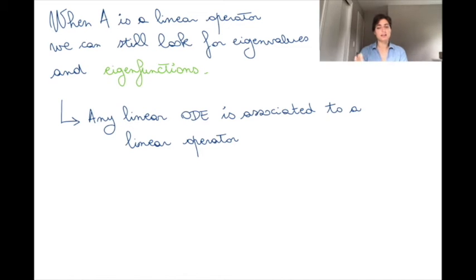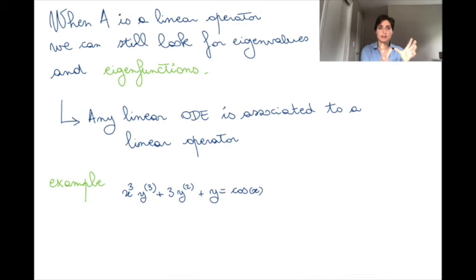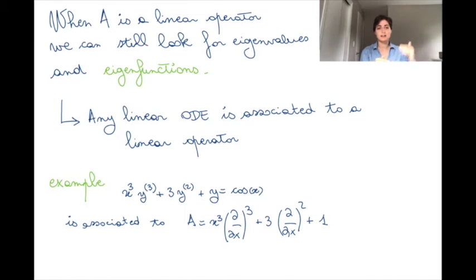Any linear ODE can be associated to a linear operator. Let's look at an example. I'm not going to be going into generality, but this is a linear ODE, non-constant coefficients, non-homogeneous. The first thing we do is forget about the forcing term completely and just look at the homogeneous equation. Then we associate this ODE with a linear operator. Literally what we did is take the left-hand side and cancel y from all over the place while keeping the derivatives.